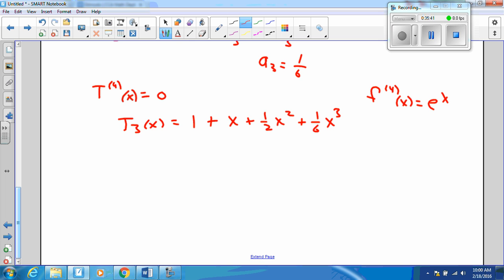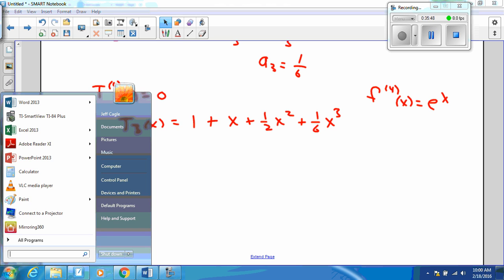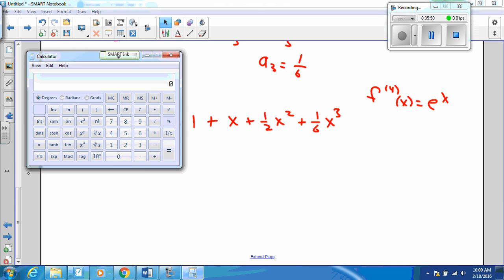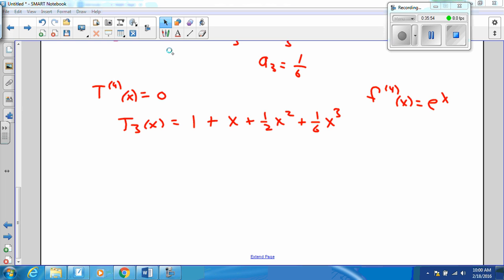The quick and dirty check is to graph the function and its polynomial on the same axis. So let's do that and see what happens. Wrong calculator.